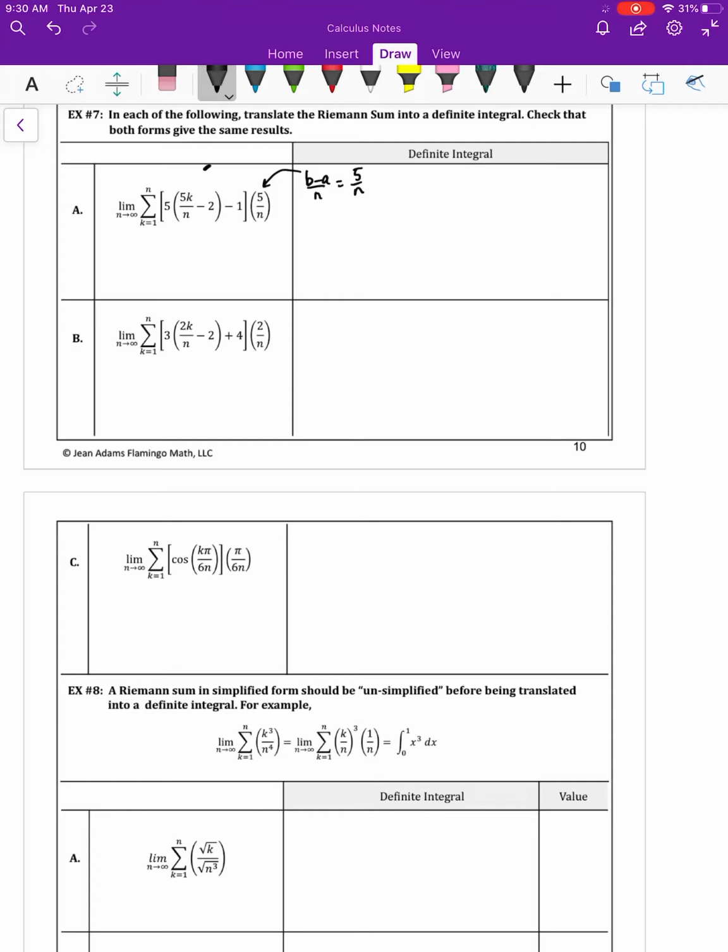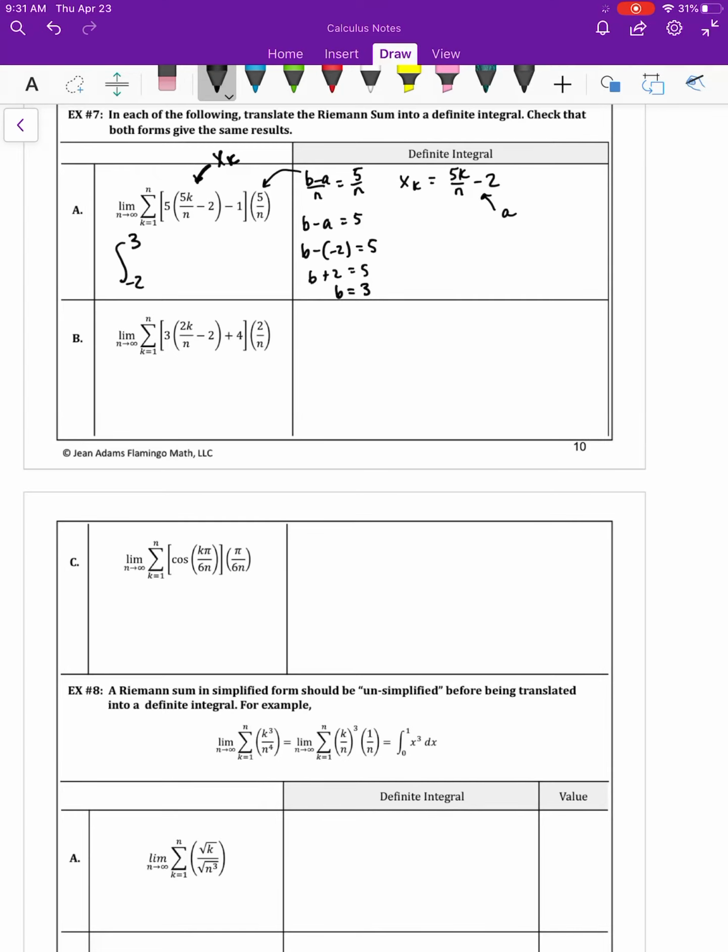So, my b minus a over n is 5 over n, right? That's my delta x. Okay, so I know that my b minus a is 5. Now, over here, this is my x sub k, which I think it is, right? So I think my x sub k is 5k over n minus 2. Negative 2 is my a.